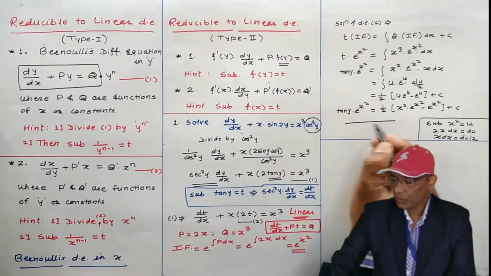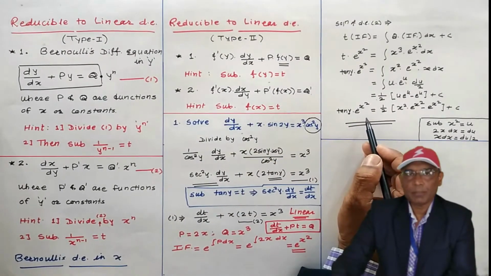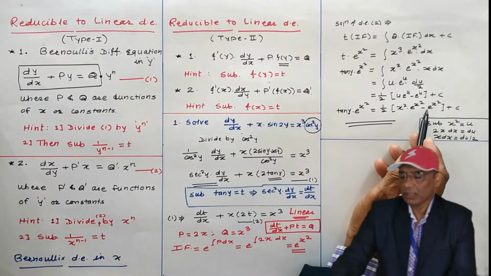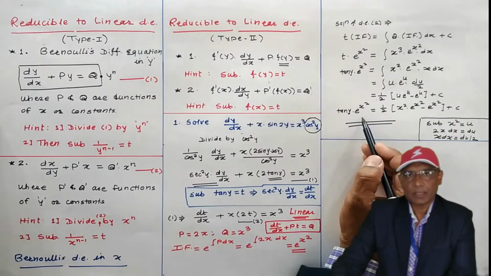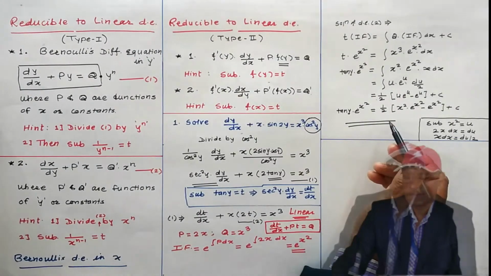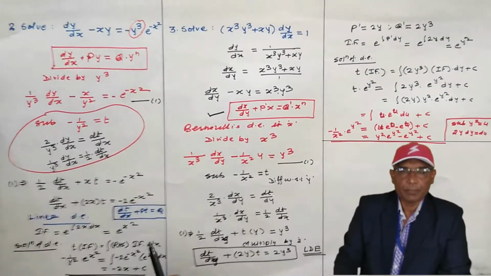Okay, this is the solution to this differential equation. So you can add one more step. You can multiply by e to the power minus x square in order to remove e to the power x square from these three terms, and you can have the most simplified answer, but it is not necessary.